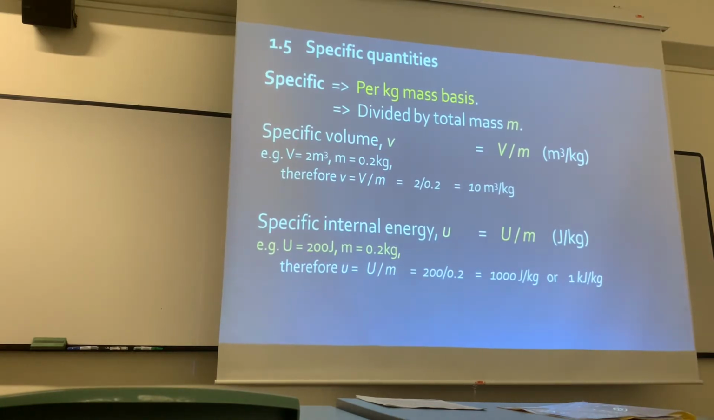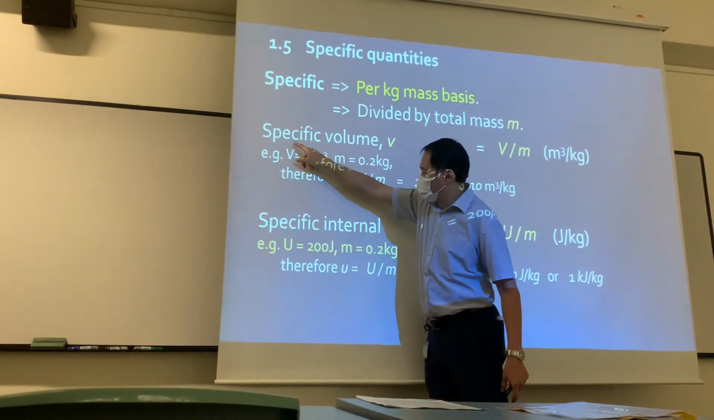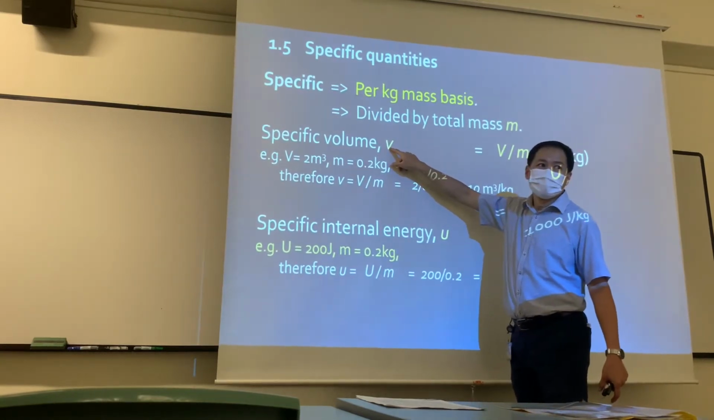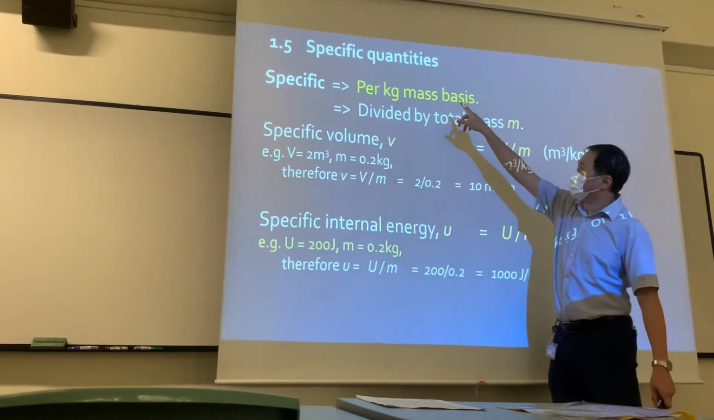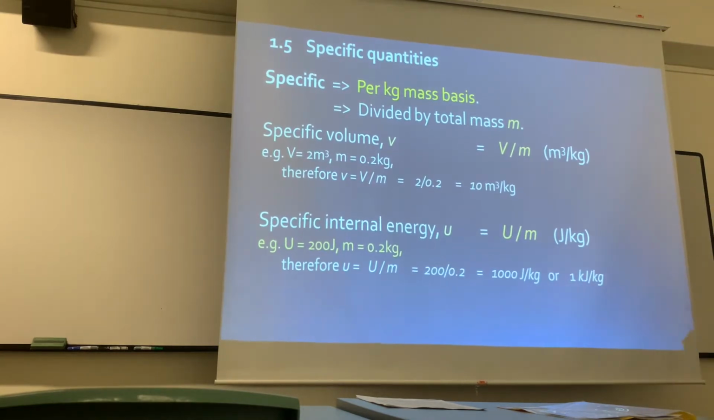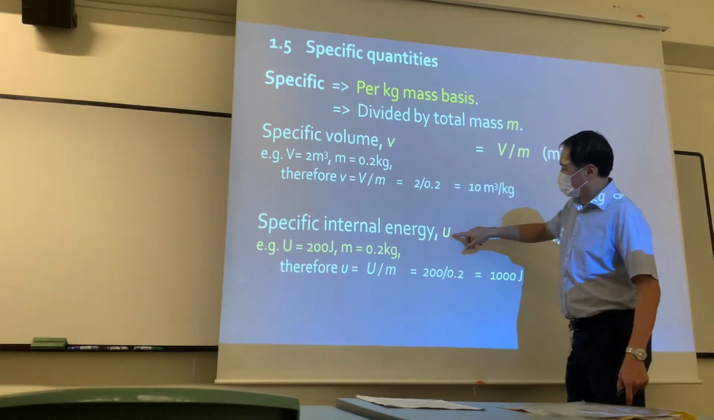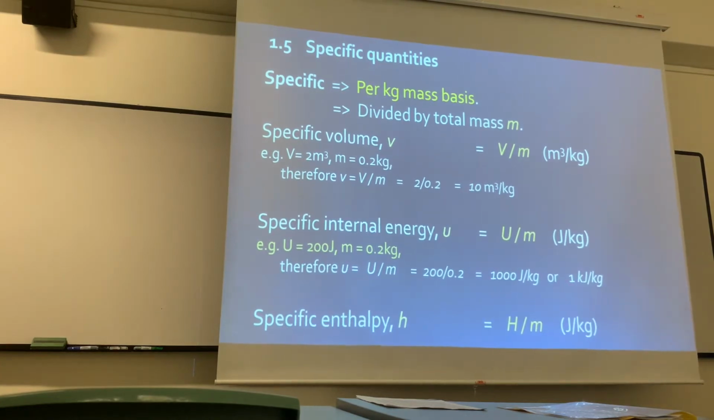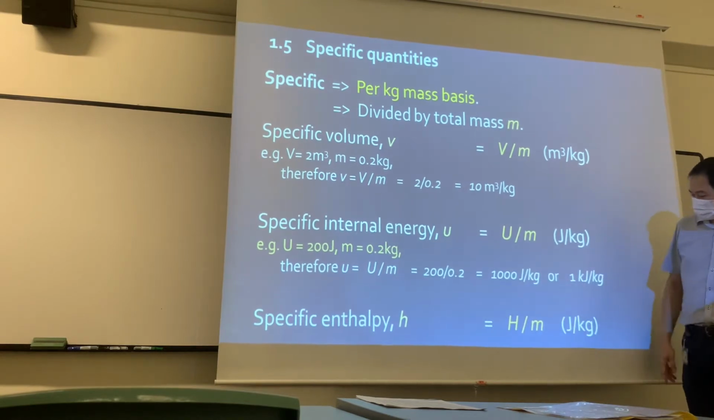Take note, you look at these figures, this character. When I say specific, you notice I use small letters, not capital letters. Capital letters normally refer to the total energy, the absolute energy in kilojoules. When we talk about specific quantities, we normally use small letters. The same also applies for specific enthalpy. Specific enthalpy is the enthalpy divided by the total mass.